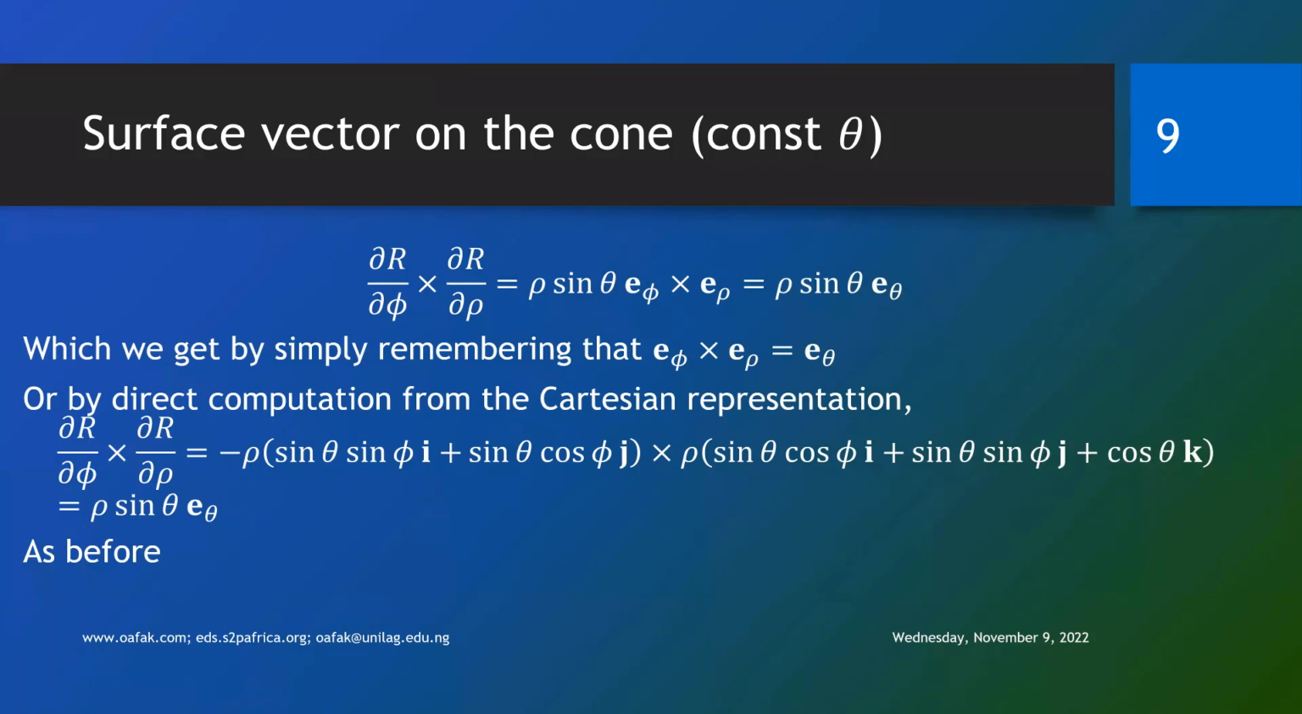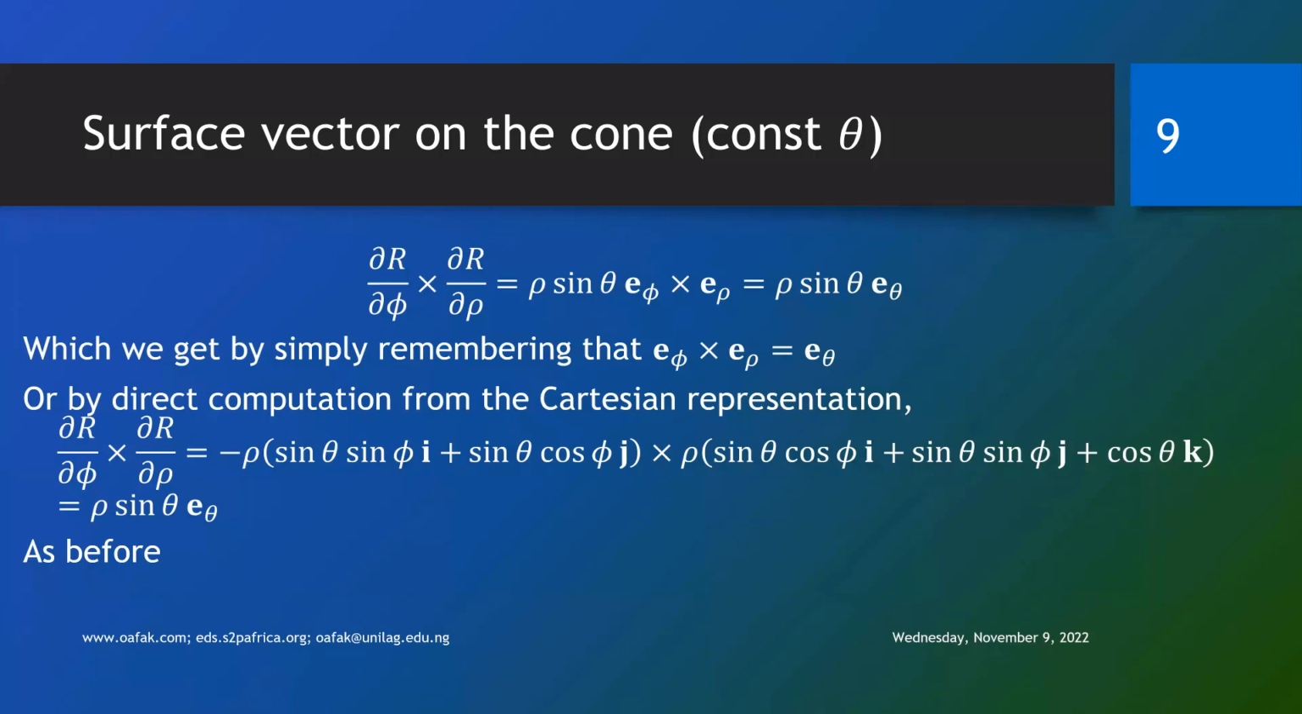If you take the cross product of the two, e phi cross e rho is equal to e theta. That is because these three are in an orthonormal triad. And so the final vector is rho sin theta e theta. We can also get it by direct computation using the Cartesian representation.